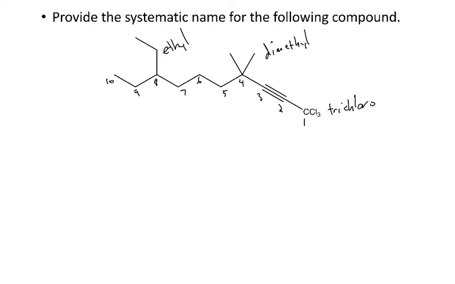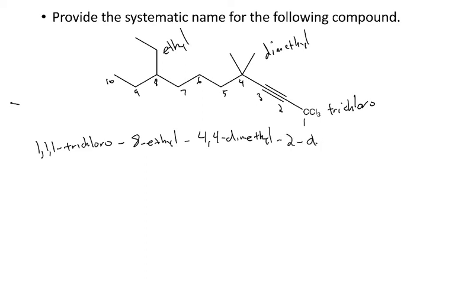All right, and I'll put my substituents in alphabetical order, but of course I don't include the di in the tri when I'm alphabetizing it, so my trichloro will come first. So I have to give a number for each one of the chlorines, so it's 1, 1, 1, trichloro. And the ethyl will be next. And then I'll finish it off with two. The alkane would be decane, so the alkyne would be decyne.